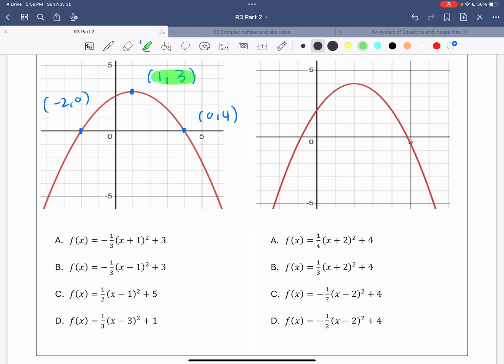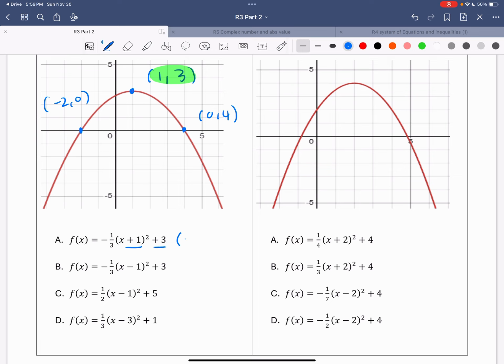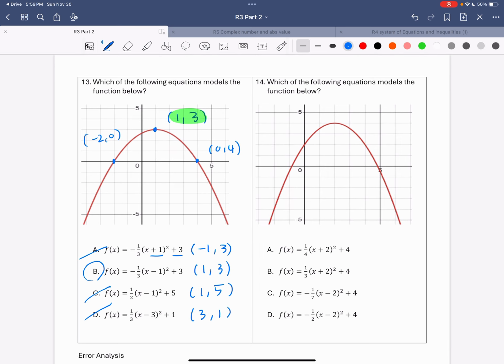Again, we have 1, comma 3 as a vertex. You don't want to put every single one of these into Desmos, so let's figure out which one has 1, comma 3. First one is negative 1, comma 3. Second one is 1, comma 3. Third one is 1, comma 5. Fourth one is a 3. Oh, well, I'm lucky. I don't have to put everything in because I got it right away.